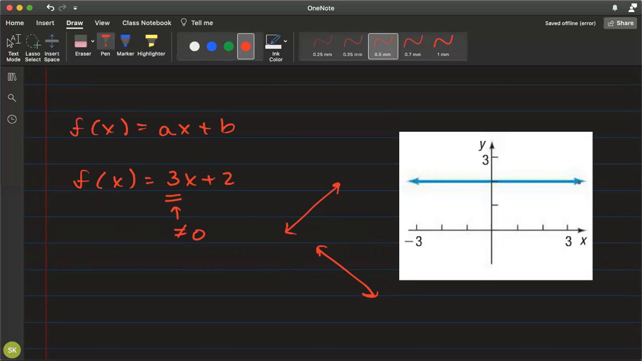But here I have a horizontal line. If I pass a horizontal line through it, I'm going to hit the line at every single point. So this is not one-to-one. A function that's a line that has a slope of 0 is not one-to-one.